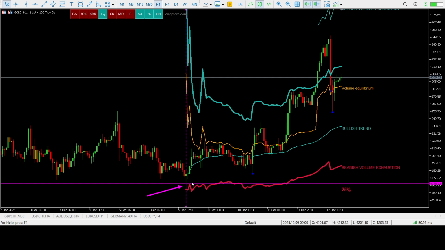So the market went up, checked the equilibrium, where the market collects liquidity. Equal volume means liquidity. This is the place where the liquidity is. The market checked the liquidity, then dropped again here on the bullish trend line, and after that broke the equilibrium line.